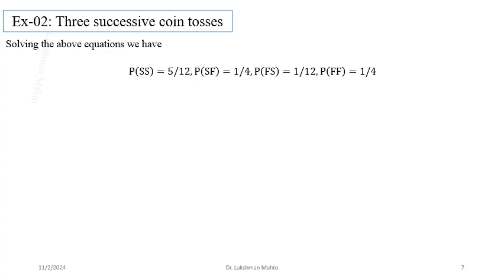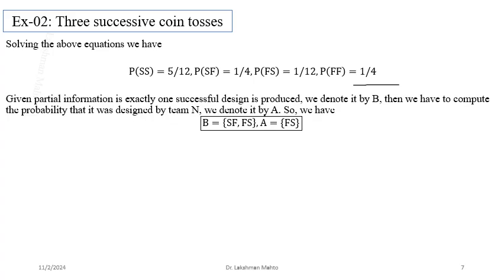So probability of SS is 5 by 12. Probability of SF is 1 by 4. Probability of FS is 1 by 12. Probability of FF is 1 by 4. By solving those 4 equations, we got these. Okay. So our partial information, in order to compute the desired probability, is what?